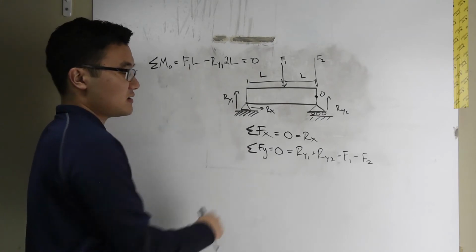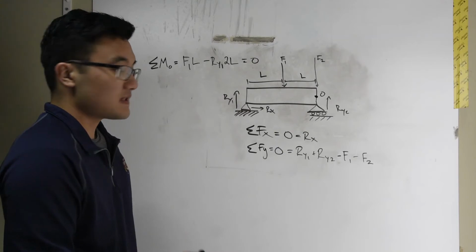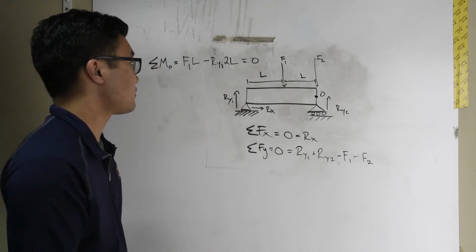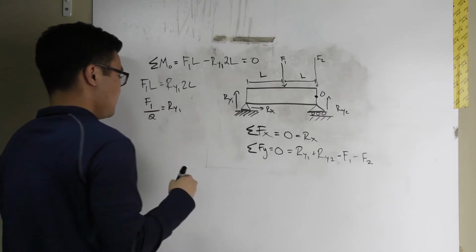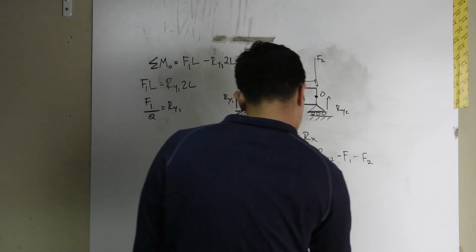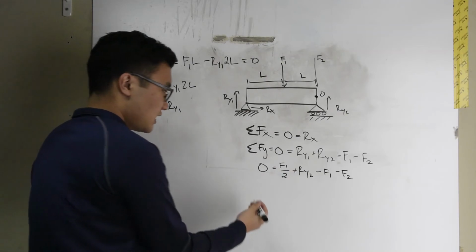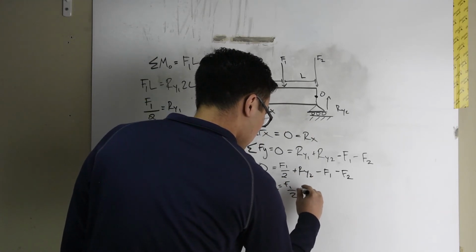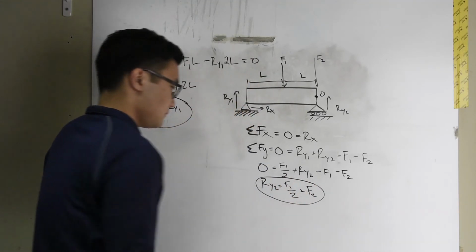So now that I have two equations and two unknowns, I can create a system of equations and solve for a unique Ry1 and Ry2. So this is how you can leverage the concept of moments to help you solve static problems. So we'll go ahead and solve that out real fast. Okay. F1 over 2 is equal to Ry1, therefore I plug that in here. And then I can solve. And you'll see that if I solve this out, I'm going to get Ry2 is equal to F1 over 2 plus F2. And those are my solutions.